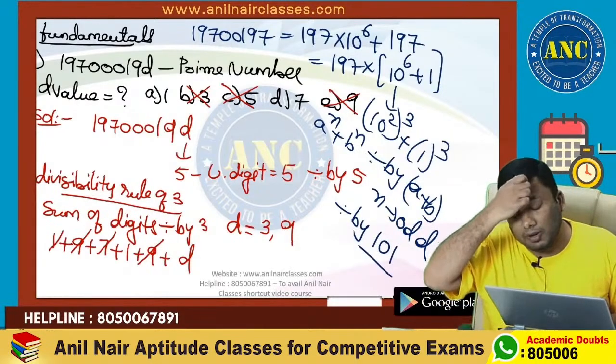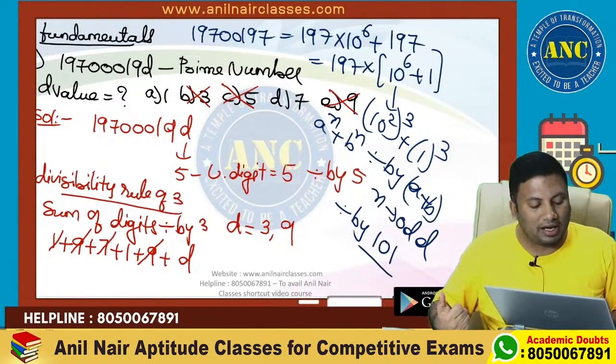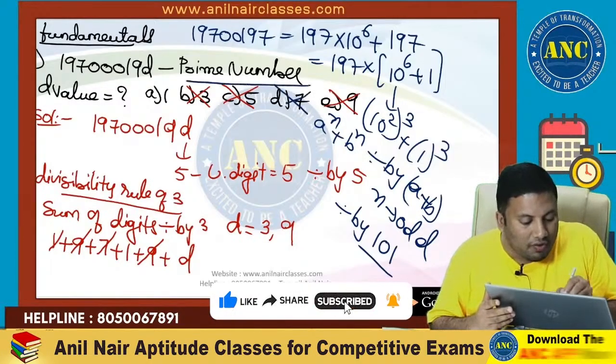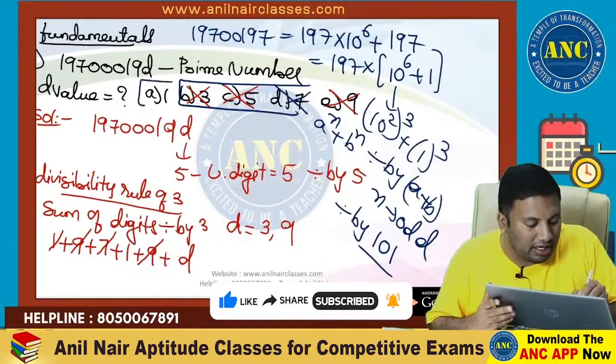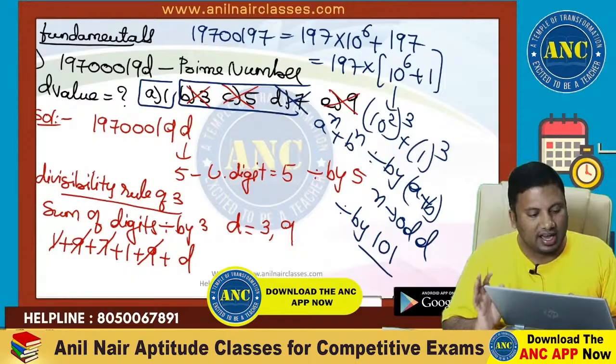Any number divisible by 101 will become a multiple of 101. So 7 is out. 3 options are out, so remaining is 3, and there is no such option, so none of these. So option A is the answer. I hope it is clear.